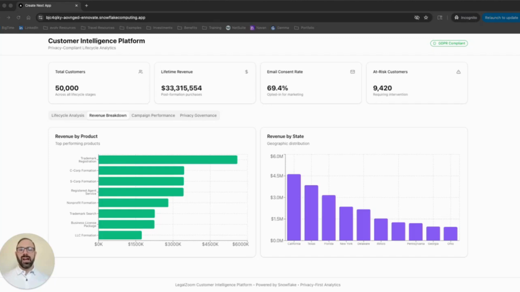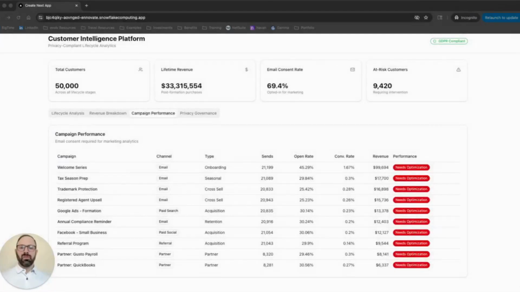On the right, we have revenue by geography. This will show us where revenue is concentrated across different states or regions. This helps leadership quickly identify growth opportunities and understand where demand is the strongest.